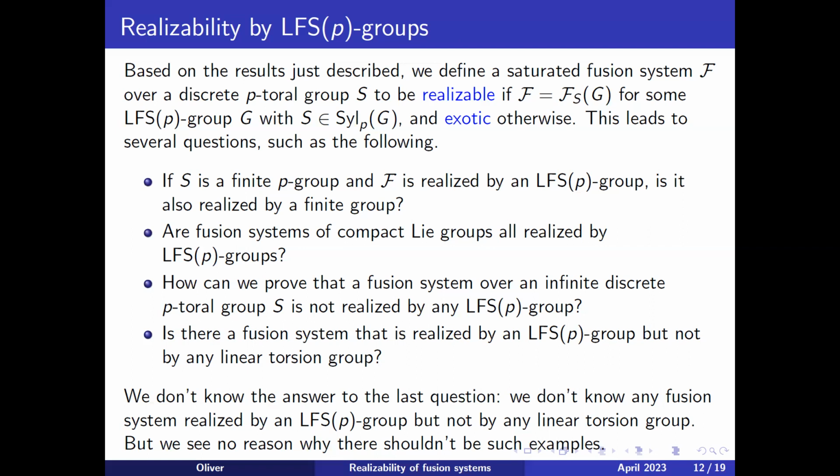Well, no, that's not the question I'm asking. I'm just asking for individual fusion systems over discrete p-toral groups, because when we started this project in January, we knew of no particular case where we could prove in any sense that they couldn't be realized by linear torsion groups. Now we have lots of examples, yes.